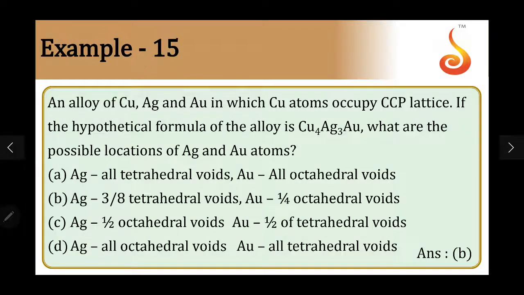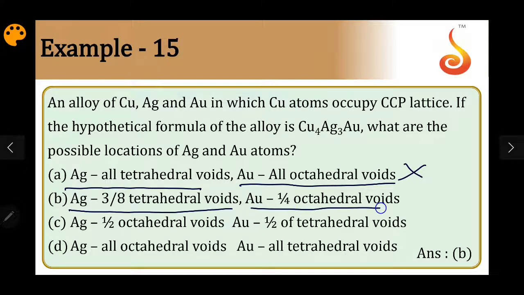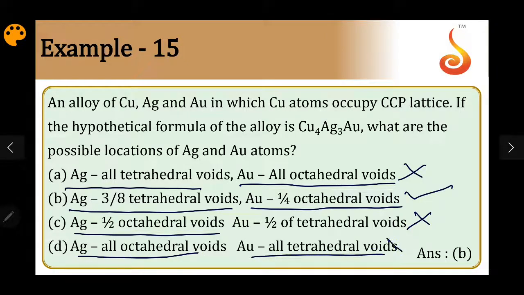So Ag all tetrahedral voids, all octahedral voids is impossible. Ag 3 by 8 of tetrahedral voids and gold 1/4 of octahedral voids is correct. Half tetrahedral voids means half into 4 becomes 2, Au is not there too. This is wrong. All tetrahedral also going to be wrong. So it's only option B which is the correct statement. So 3 by 8 into 8 becomes 3 atoms of silver, 1 by 4 into 4 becomes 1 atom of gold.